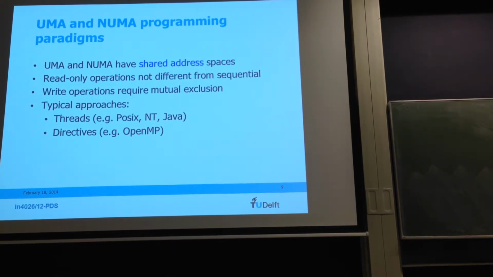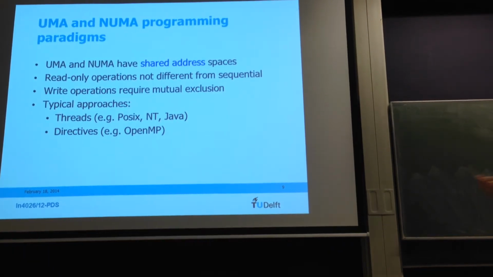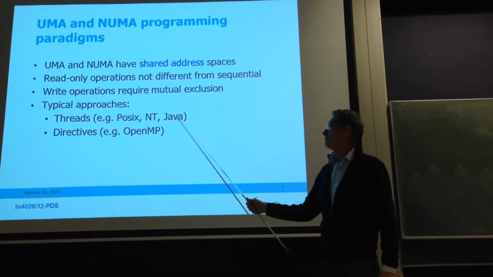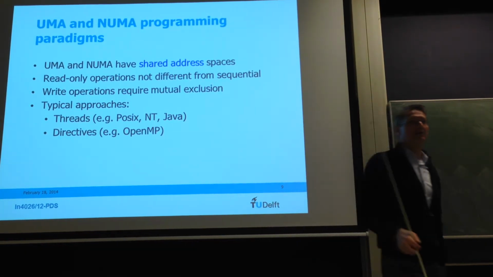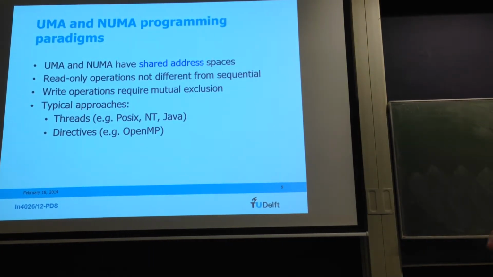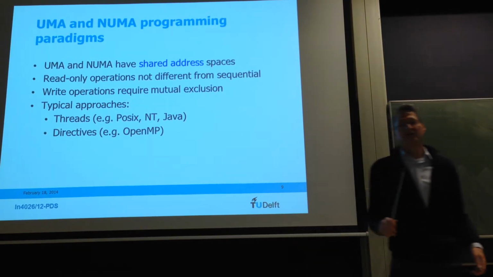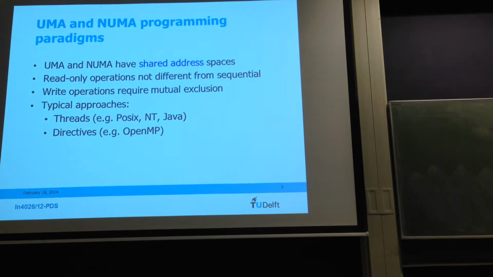From the programming point of view, this kind of machines can be approached by using thread libraries, like the POSIX library, or maybe a Java thread library or something like that, or by using directives in a programming paradigm. And well known are the OpenMP extensions to C or to Fortran, which enable you to operate in this kind of environment. So there is language support to support this shared address space model.